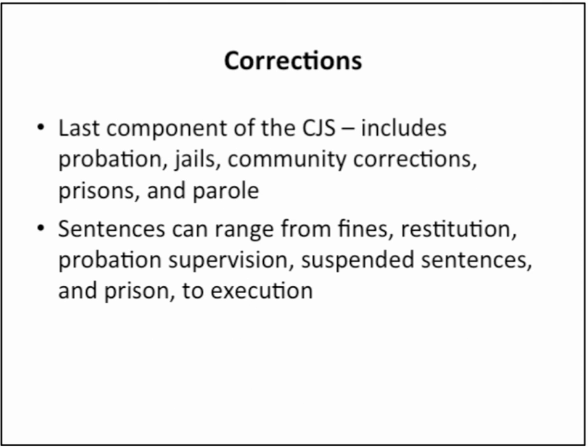Corrections, the last component of the criminal justice system we'll talk about. This would include probation, parole, jails, community corrections, prisons. Sentencing could range from everything from fines, restitution, which wouldn't involve jail or imprisonment, also could involve probation supervision, suspended sentences, and then on the other end of the spectrum, everything up to execution. So corrections is a broad area.